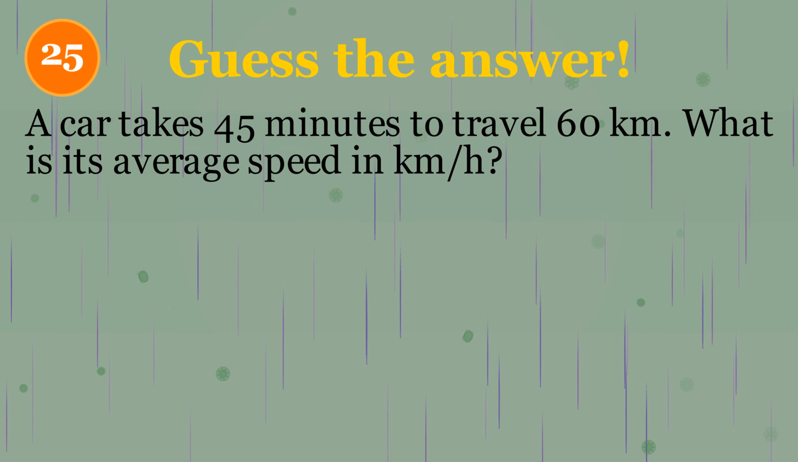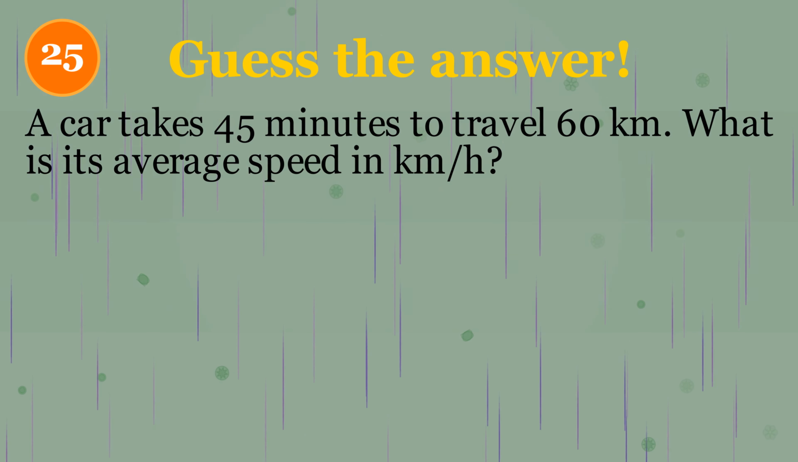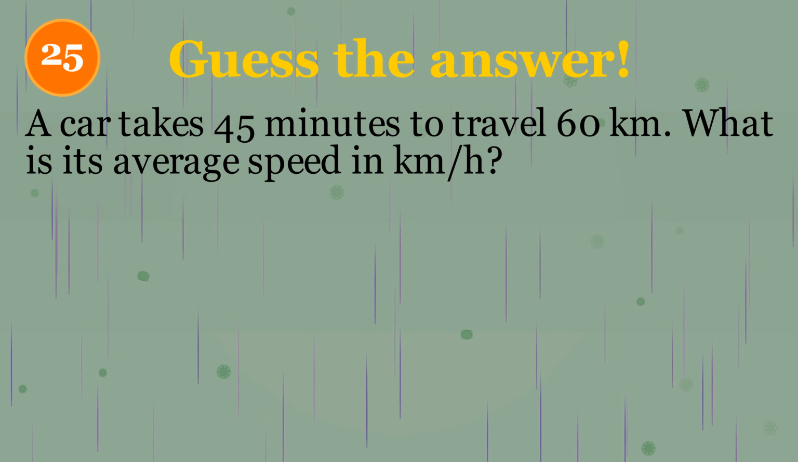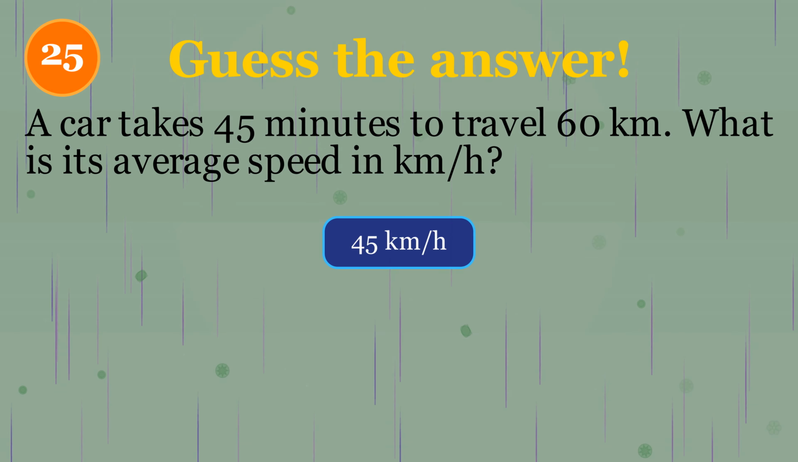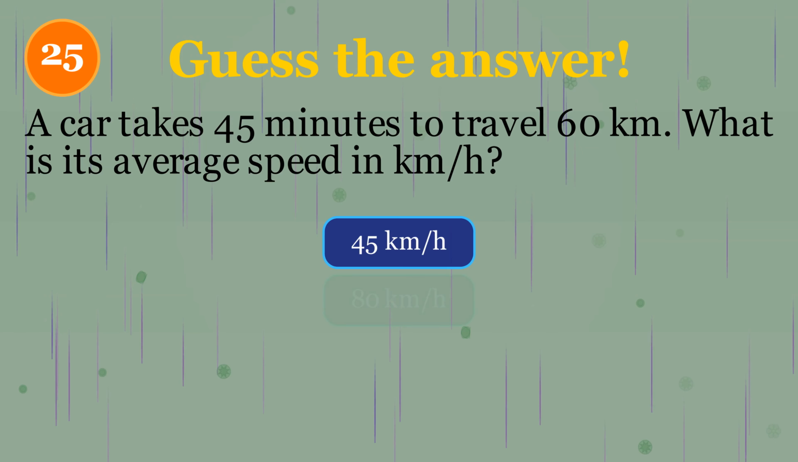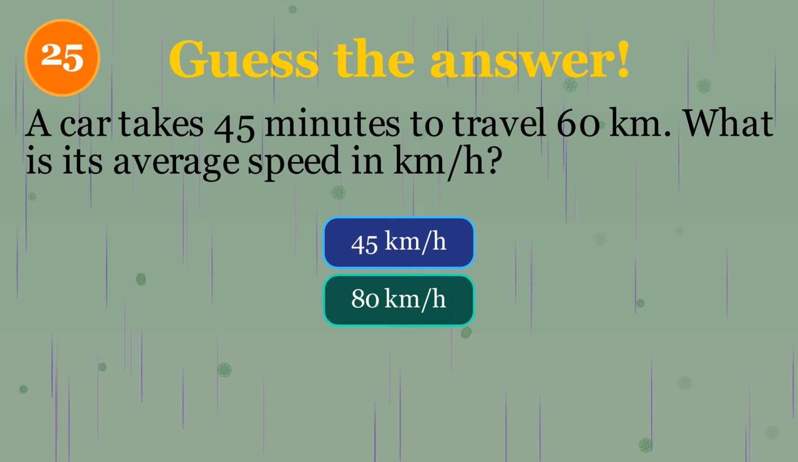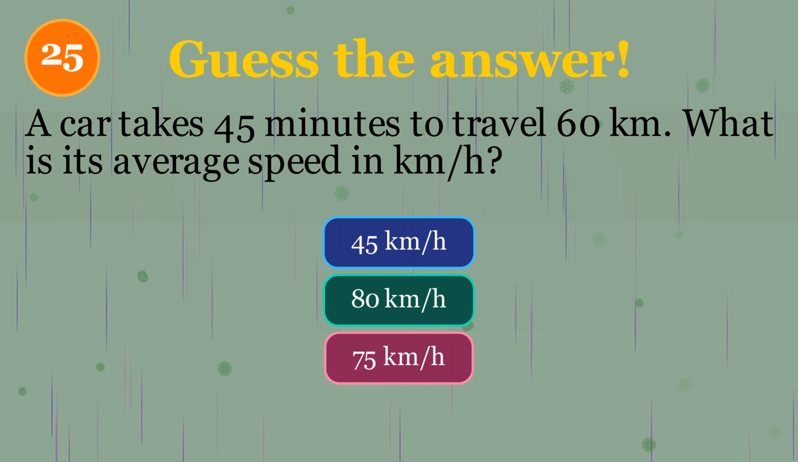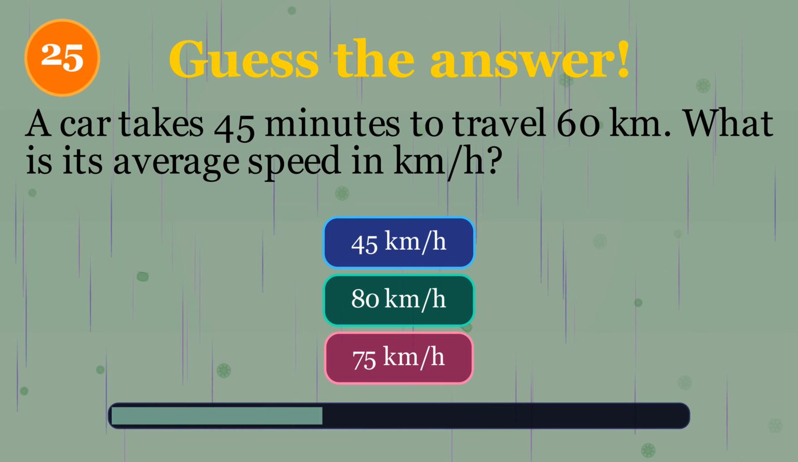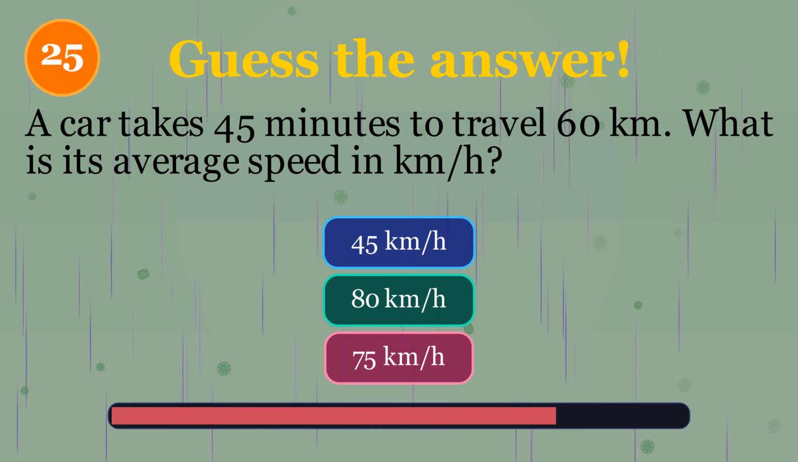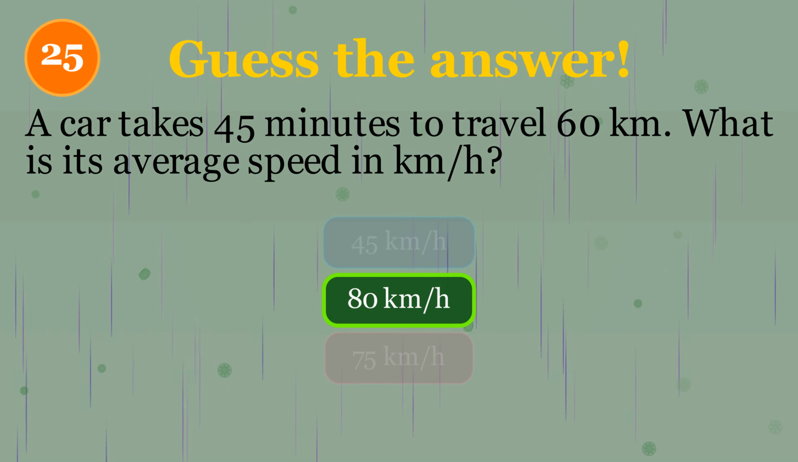A car takes 45 minutes to travel 60 kilometers. What is its average speed in kilometers per hour? 45 kilometers per hour, 80 kilometers per hour, 75 kilometers per hour. The correct answer is 80 kilometers per hour.